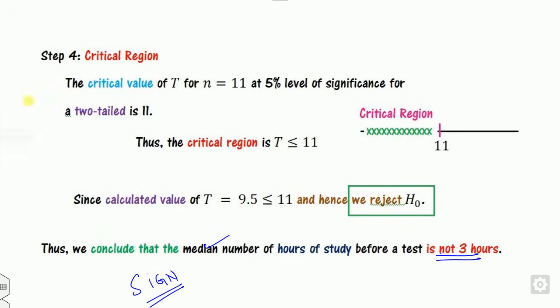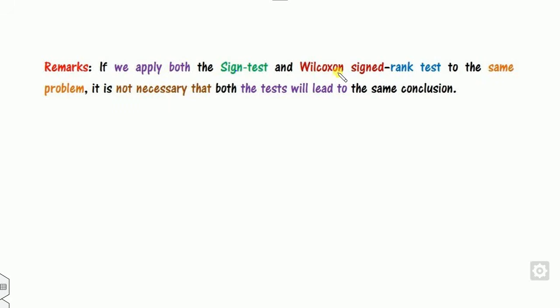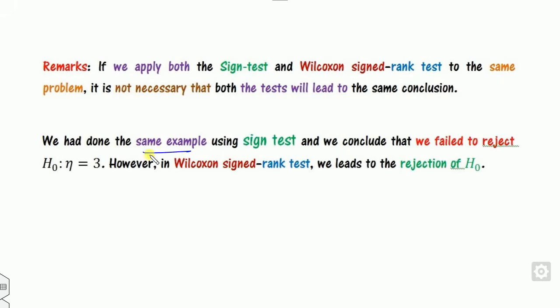But if we apply both the sign test and the Wilcoxon test to the same problem, it is not necessary that both tests will lead to the same conclusion. For example, in this case, we reject at 0.05. Can it be the same? It may or may not be. We have done the same example using a sign test, and we conclude that we fail to reject the H0. However, the Wilcoxon signed rank test leads to the rejection of the H0.